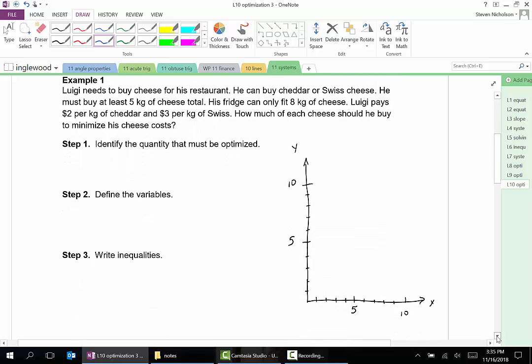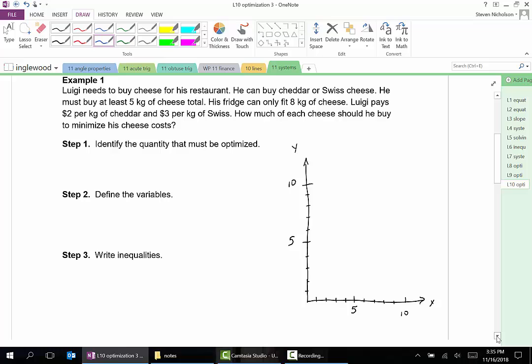So Luigi needs to buy cheese for his restaurant. He can buy cheddar or Swiss. He must buy at least 5 kilograms of cheese in total, but his fridge can only hold 8 kilograms. If he pays $2 per kilogram for cheddar and $3 per kilogram of Swiss, how much of each cheese should he buy to minimize the cost of cheese?